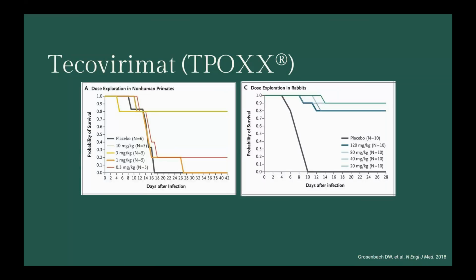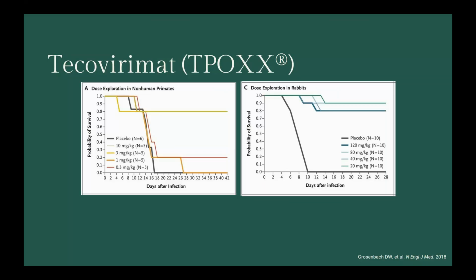On the graph to the left, we look at the results of the variable doses for non-human primates and found that the optimal dose was approximately 3 to 10 milligrams per kilogram, which is that yellow line. However, in the graph to the right, we see here in rabbits, we found that the optimal dose was 20 milligrams per kilogram, which is that green or blue line on the top.